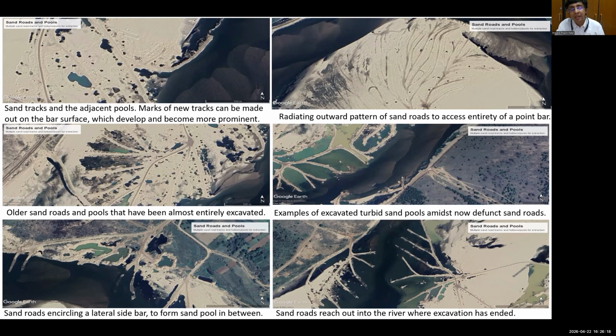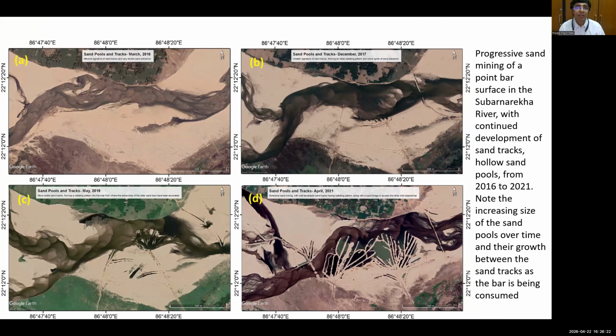So to assess this, we did the longitudinal mapping of these features, that is mapping them over time. So you can see the same sandbar in the Subarnarekha River, how from 2016 to 2021, that entire bar surface is slowly being consumed as the mining signatures get spread out into the landscape. And I think this is one of the first such documentations that has happened in India, at least, of such signatures being captured.